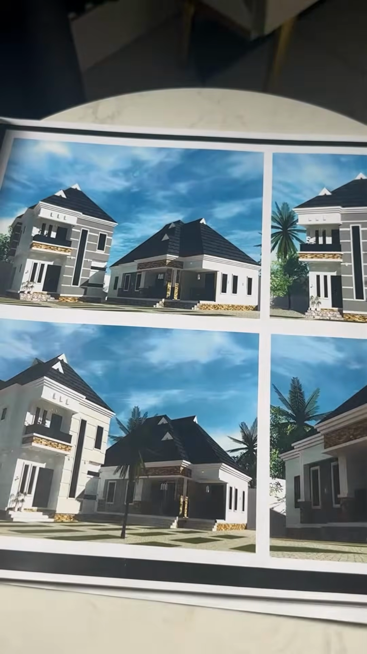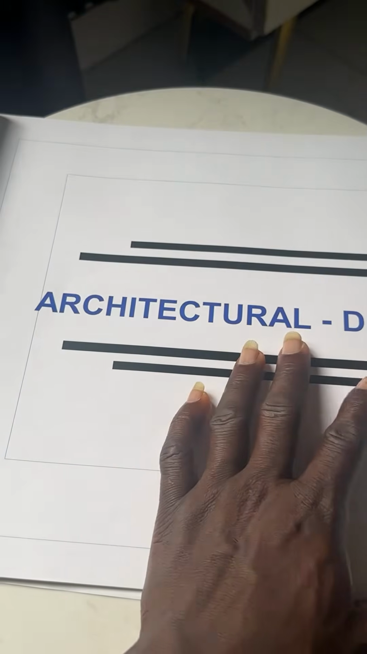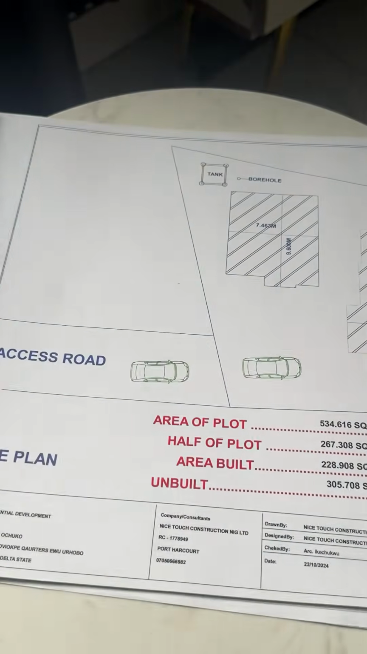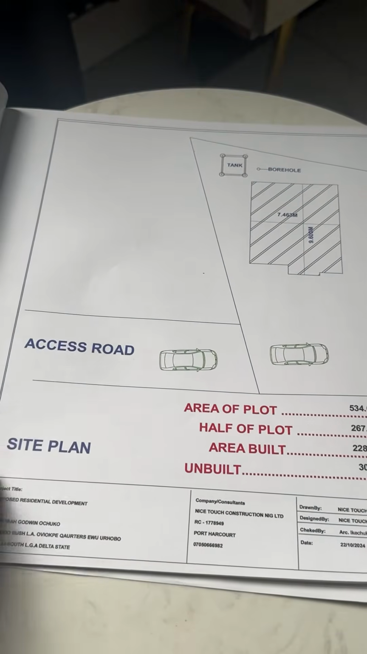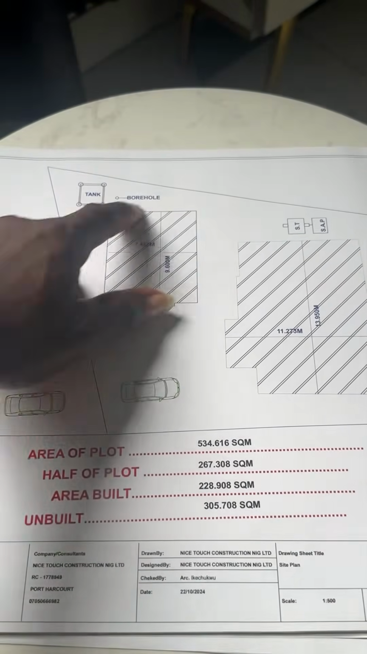Now I'm going to show you what it looks like inside. This is the architectural drawing. This is called site analysis. It's also called site plan. There's the duplex section.